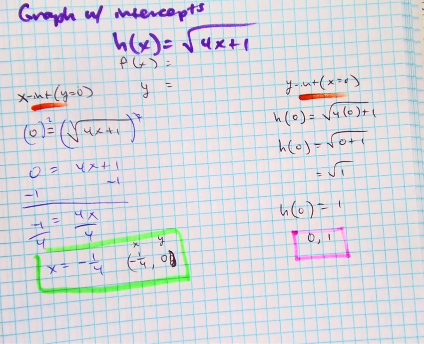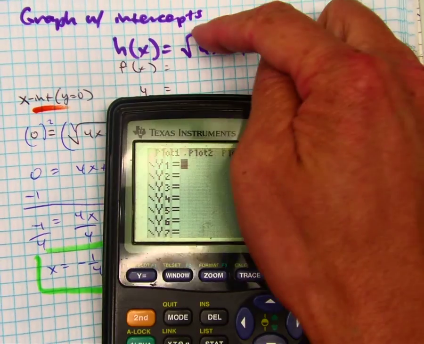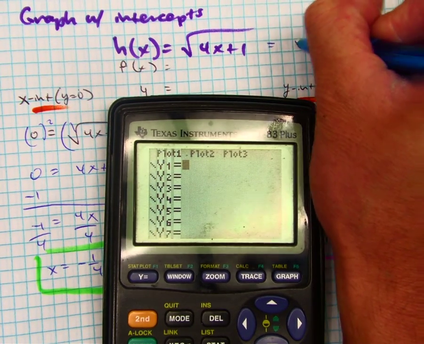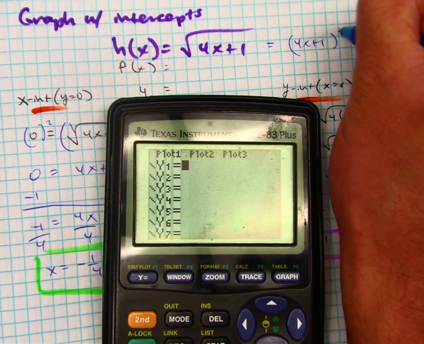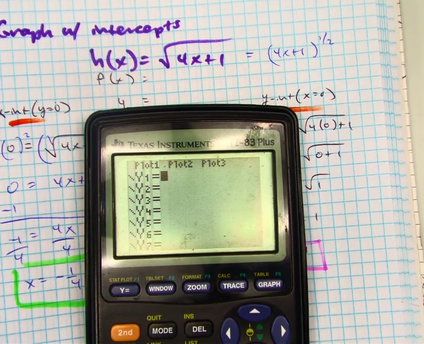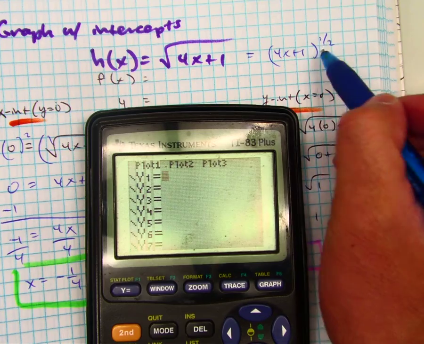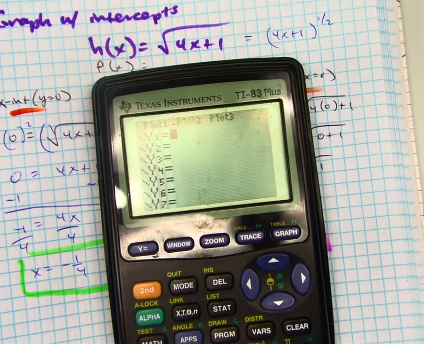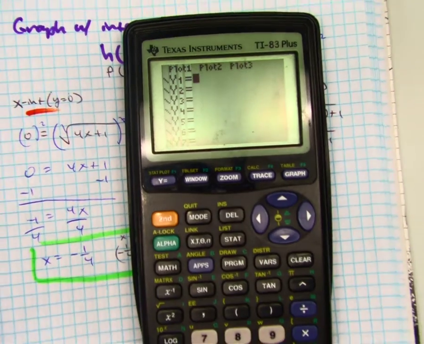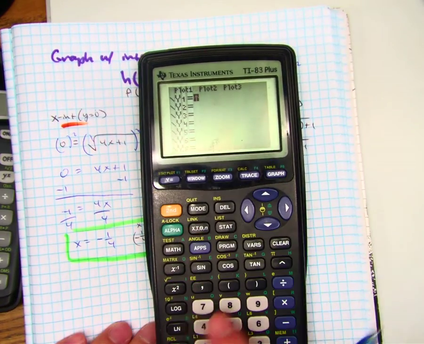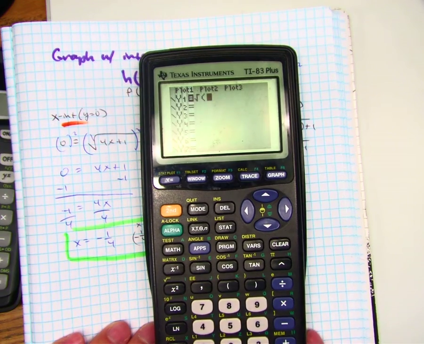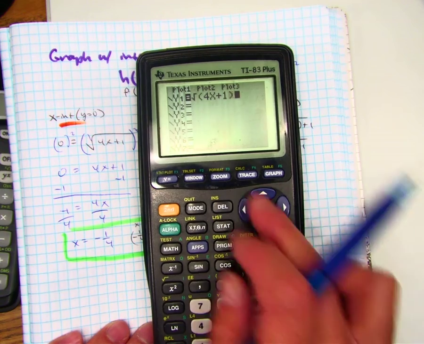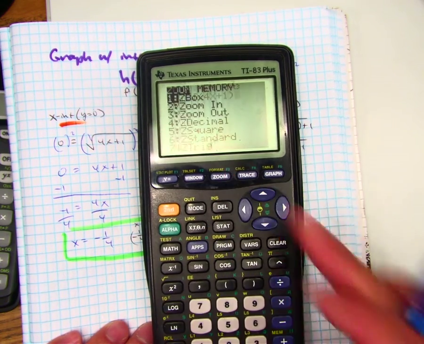So if you put this into your calculator to give you guys an idea, you may have written those as fractional exponents, 4x plus 1 to the 1/2 power. Okay? So recognize that it's not a whole number if you did it that way. So I'm going to type in the square root. So here's my calculator. Zoom out. Second x squared button. Now I'm going to type in 4x plus 1. And then I'm going to press zoom 6.